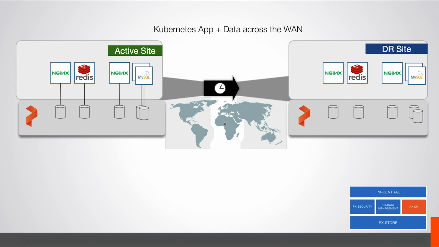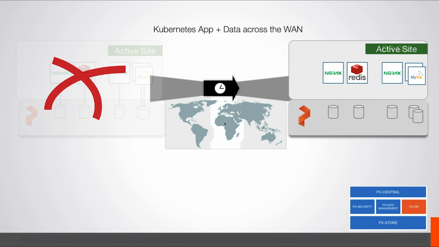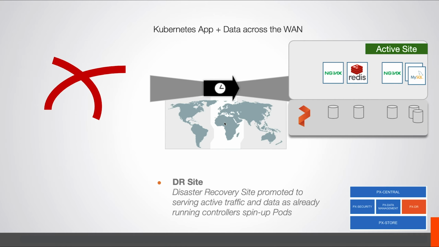We will connect those via a cluster pair so that Kubernetes application objects and data can be synced from our active site to our DR site. And in case of a failure, we can promote the DR site to our active site so that the applications can be recovered.